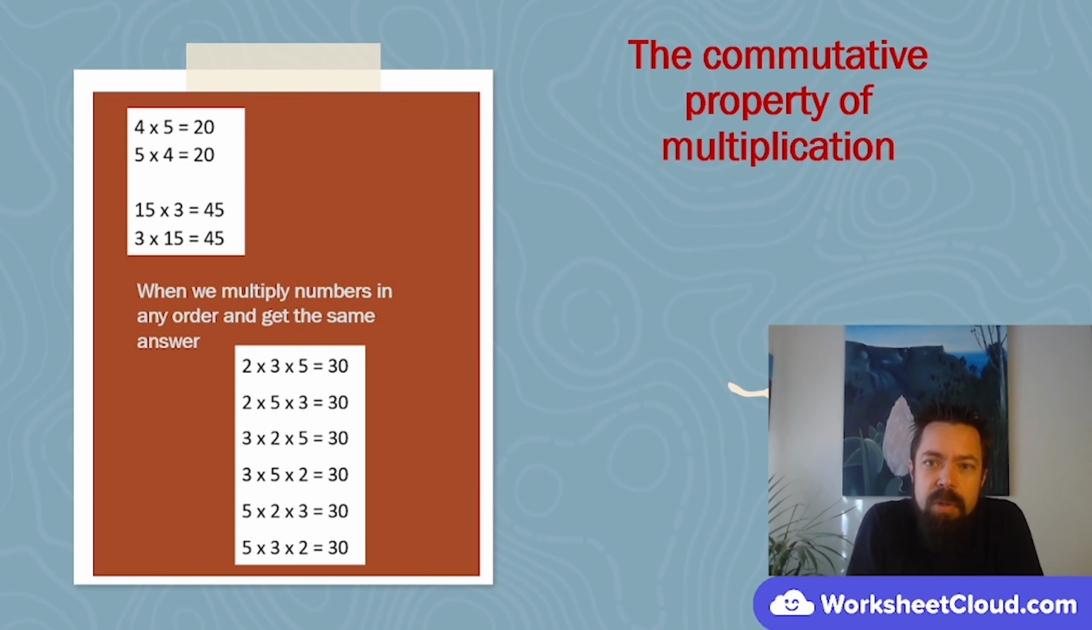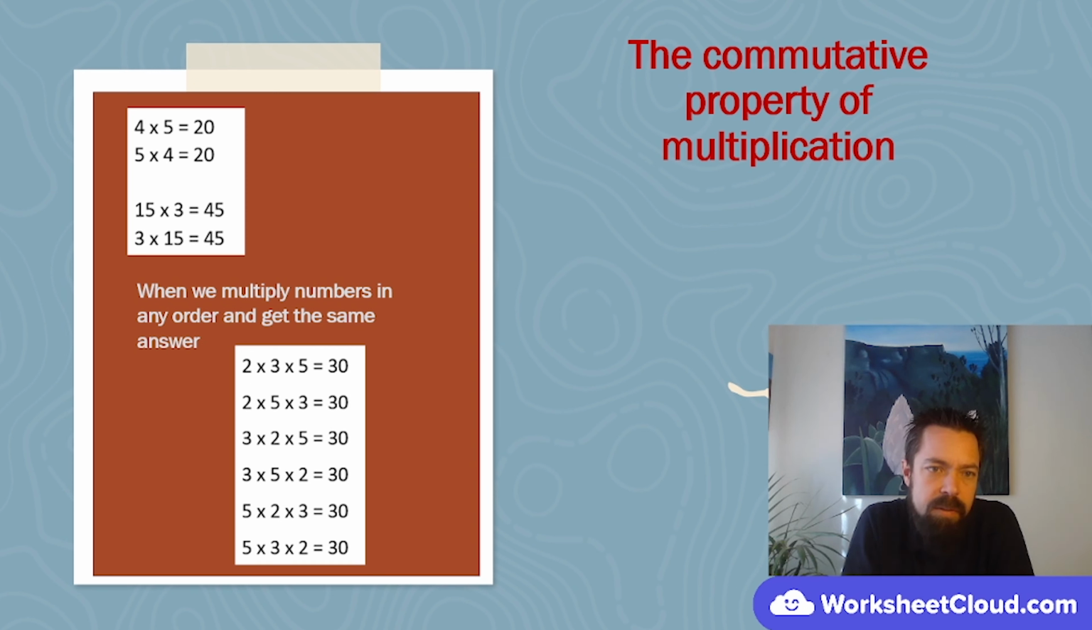So let's have a look at the commutative property of multiplication. Both addition and multiplication have this property, that we can switch things around and still get the same answer. So 4 times 5 is 20, 5 times 4 is 20, 15 times 3 is 45, and 3 times 15 is 45. If one of those is easier for you to do than the other, you can switch them around and make your life easier.